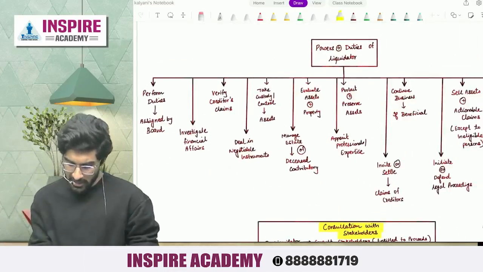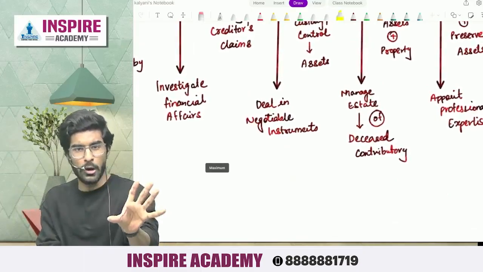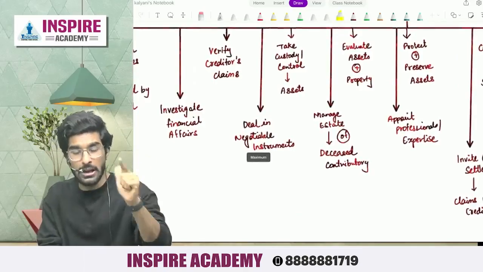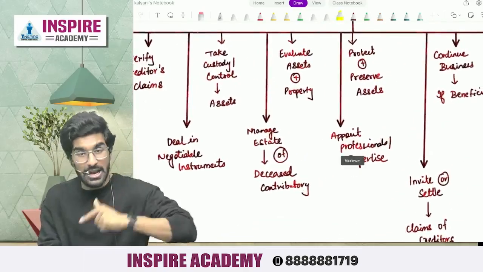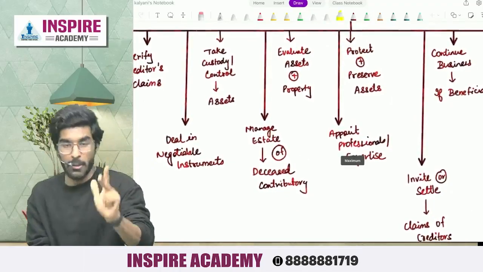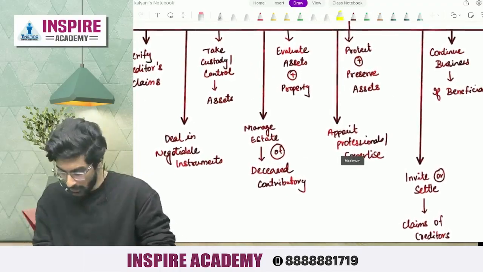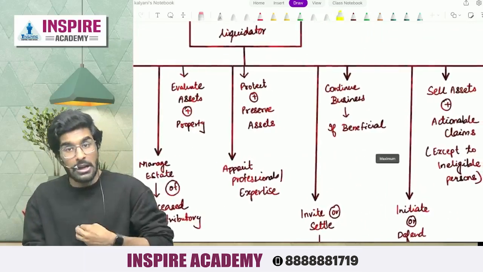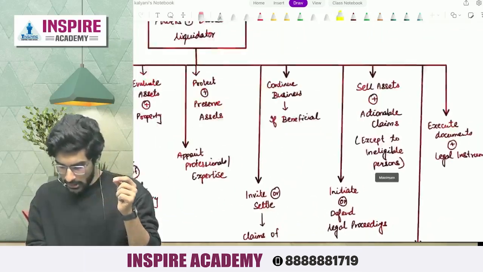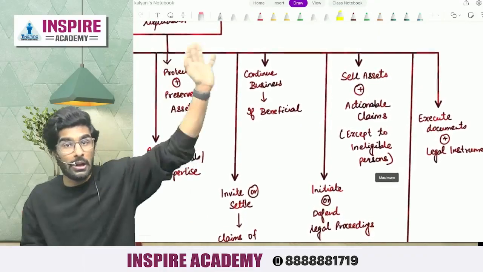Okay. Now next, what are the powers and duties of the liquidator? Okay. Number one is people, very easy. If the liquidator finds out there is some fraud going on, he can investigate. Number two is he has to verify the claims of the creditors. Number three is he has to take custody and control over the assets. Yes or no? Number four is once he has taken custody or control, he has to now evaluate the value of the property. Yes or no? Then he has to protect and preserve that property. Okay. Next is you have to continue the business if it is beneficial, like hotel business. Remember people.